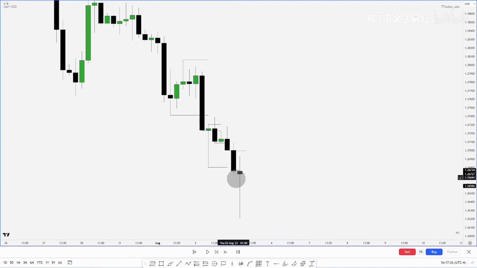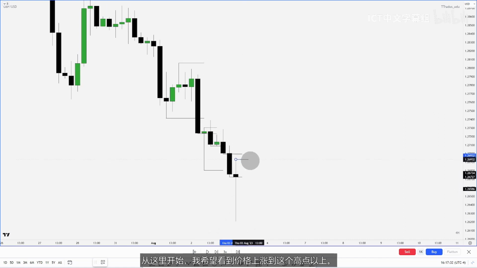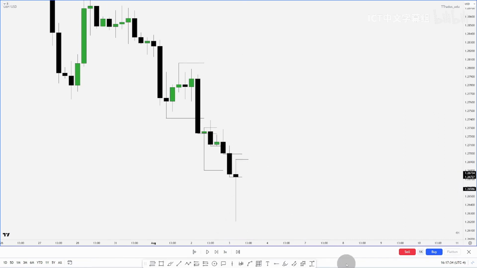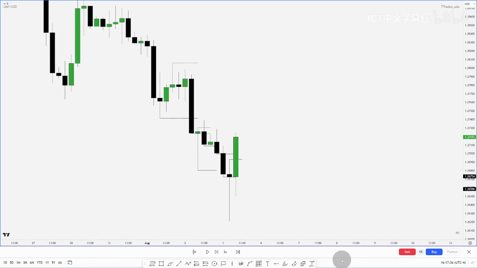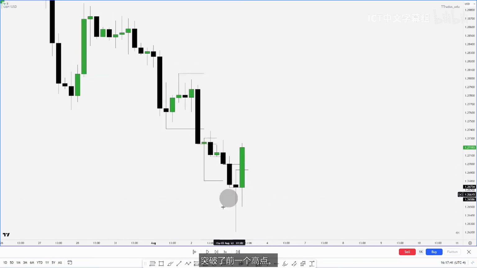Here we get a move way lower. However, we close back into the range. From here, I'd want to see a reach above this high. Right here, we get an aggressive move higher, closing over this previous high. So where could we be reaching? This previous candle's high. However, we can also look to our left. What do we have? We have swing points.